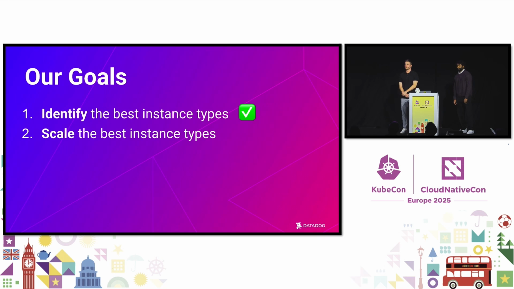So at this point, we feel like we have a good set of tools to be able to identify optimal instance types, and so now I'm going to pass it to Rahul to figure out how we scale those optimal instance types.